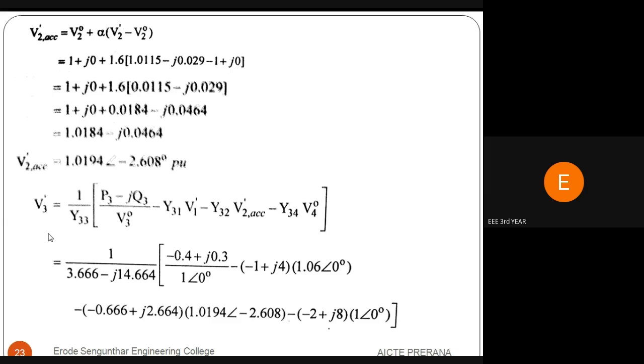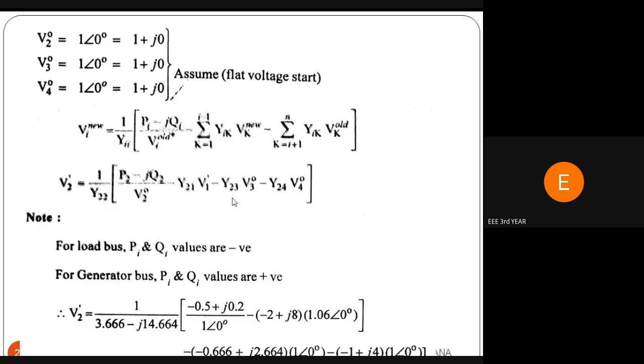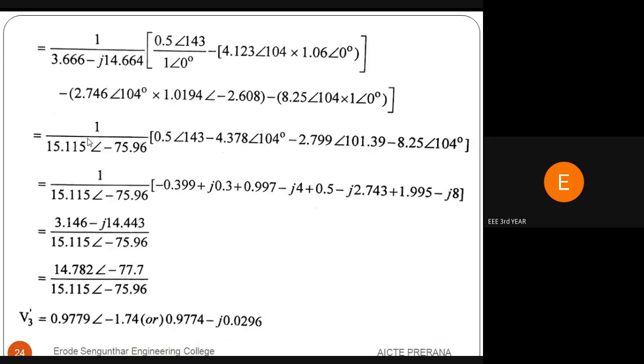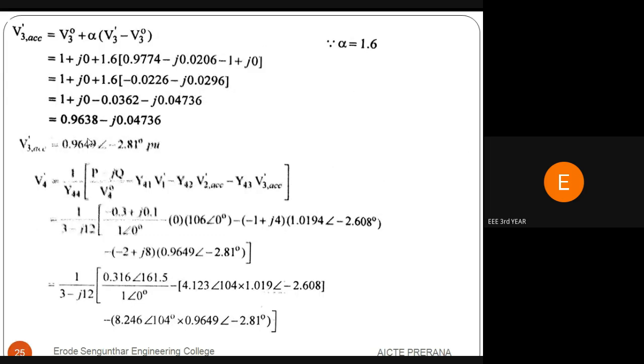We have calculated V2. Now we have to calculate the new V3 value. For calculating V3, the i term is replaced by 3. So V3 dash is equal to 1 by Y33, times (P3 minus jQ3 divided by V3 old, minus Y31 V1 dash, minus Y32 V2 dash accelerated, minus Y34 V4 old). We are taking this from the general equation, where I am replacing the i value by 3.